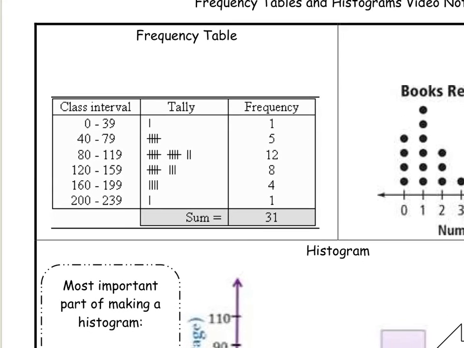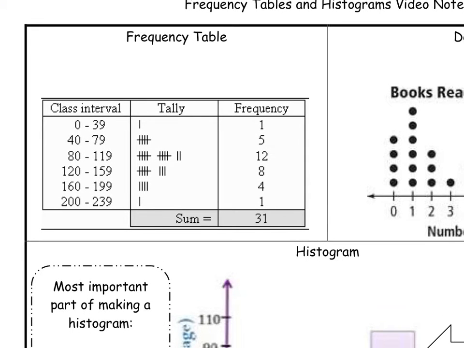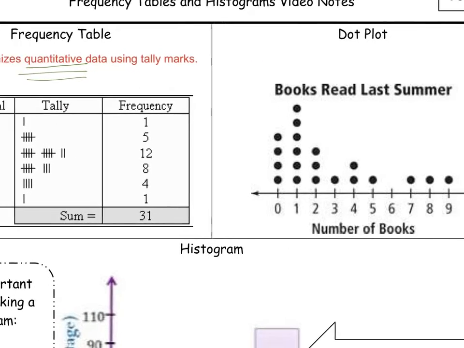Here is a frequency table, and a frequency table is a table that organizes quantitative data using tally marks. Okay, here are our tally marks. This is our class interval, whatever we were asking questions about. And then the frequency is just the number of tally marks. And again, it organizes quantitative data. So we're looking at data that can be measured, data that we can find a mean for, as opposed to categorical data, which is just putting things in categories.